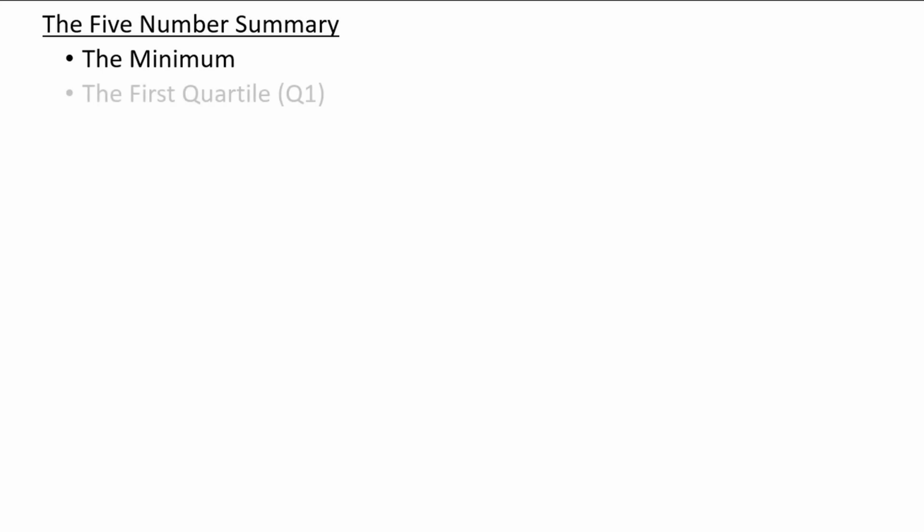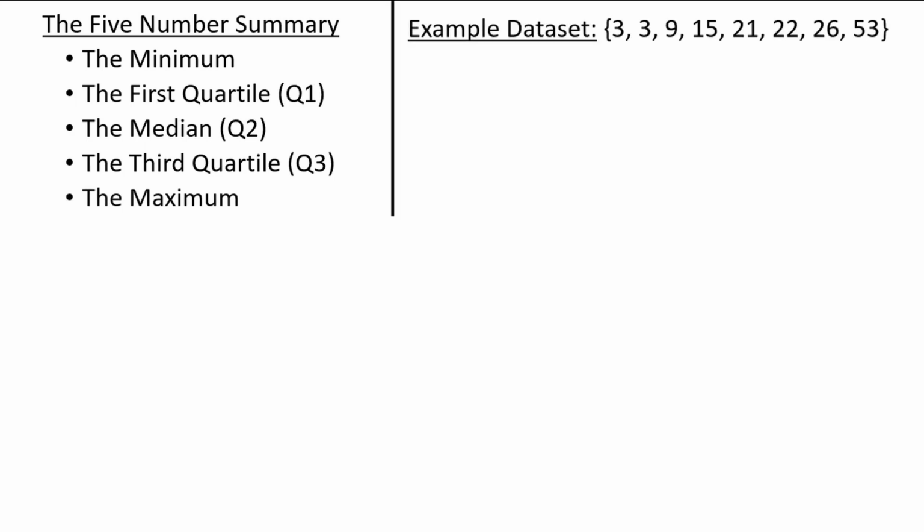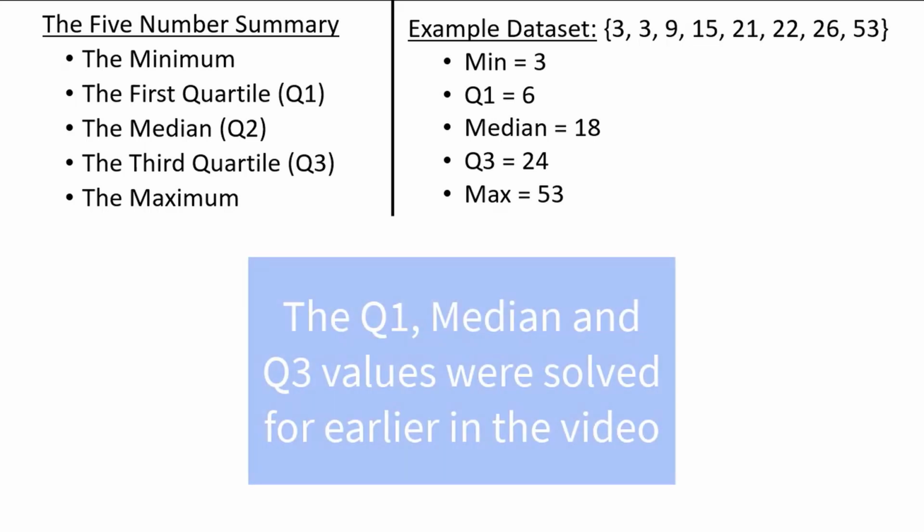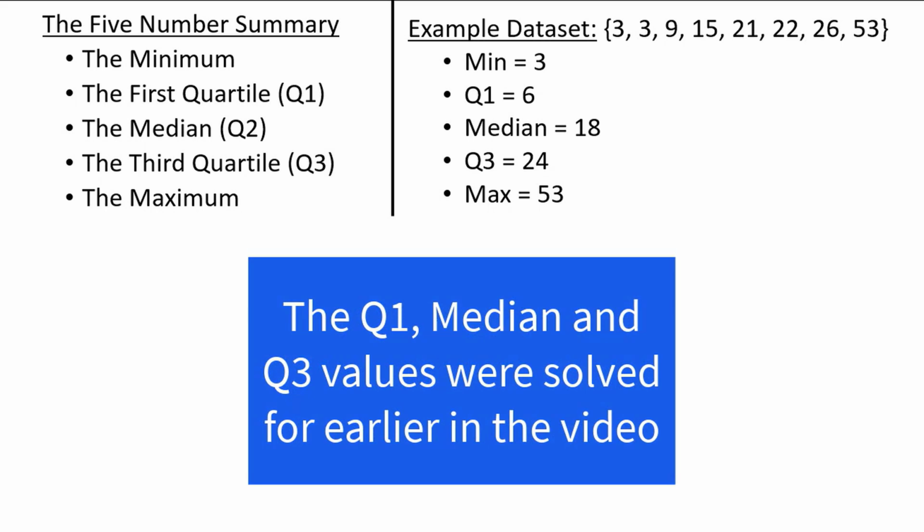Let's move on to the 5-number summary of a dataset, which includes the following 5 numbers: the minimum value, the first quartile, the median or second quartile, the third quartile, and the maximum value. For our dataset, the 5-number summary is 3, 6, 18, 24, and 53. I'm using the values for Q1, the median, and Q3 using the traditional method, as opposed to using the percentile formula.